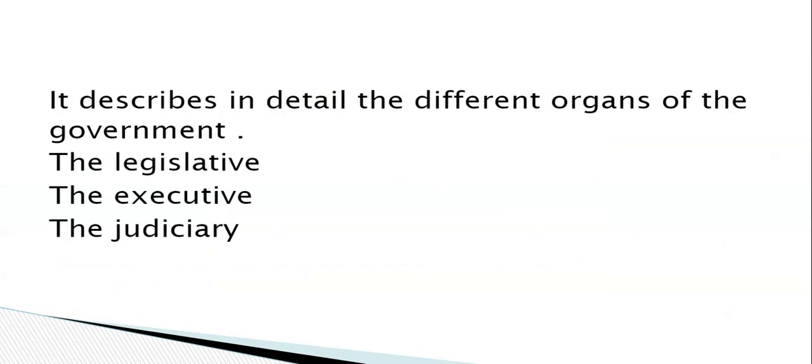It describes in detail the different organs of the government: the legislative, the executive, and the judiciary. It also specifies how each organ of the government is composed and mentions the functions that it must perform. At the same time, it protects people from any injustice of the state by imposing certain limitations on the powers of the government. So, it performs dual functions of regulating government as well as safeguarding the rights of the citizens.